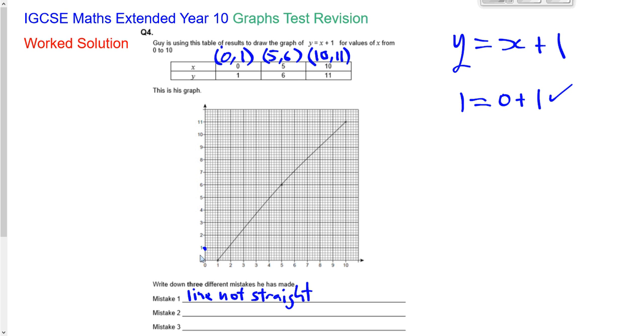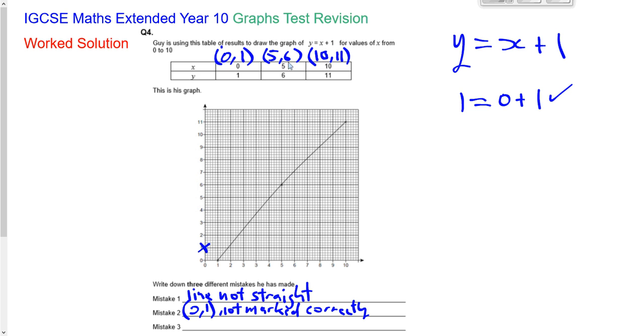And we can actually see here that this point's been incorrectly marked. It should be from this position here, which could be a reason why our line is not straight. So one of my mistakes I'm going to write down is that 0, 1 is not marked correctly. Okay, so we've got one position there that's not marked correctly. Let's have a look at our other ones.